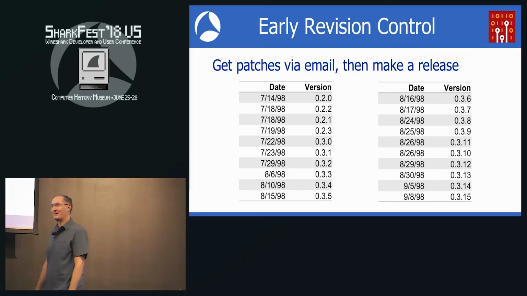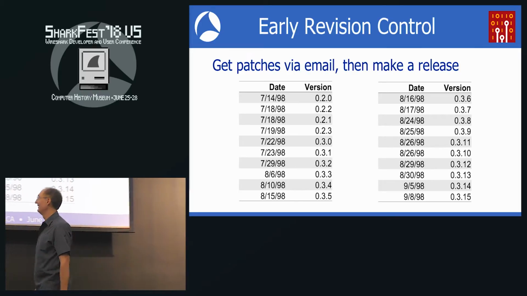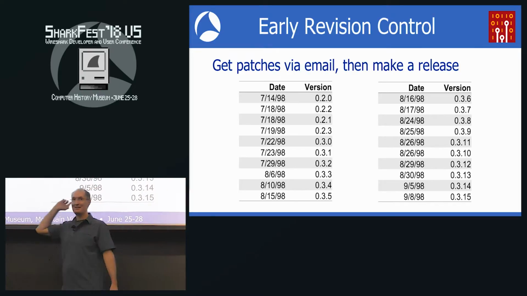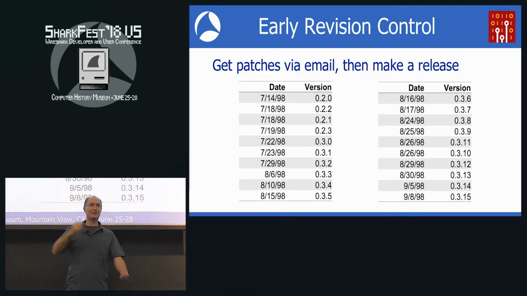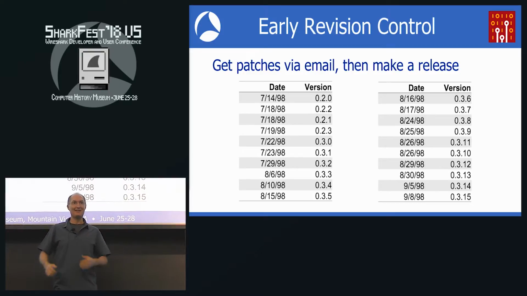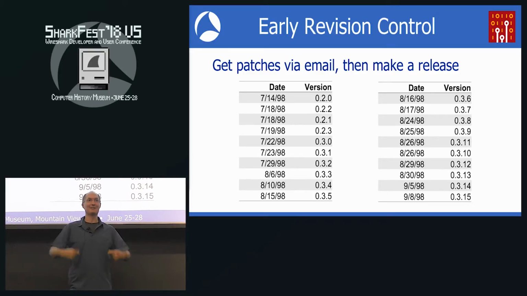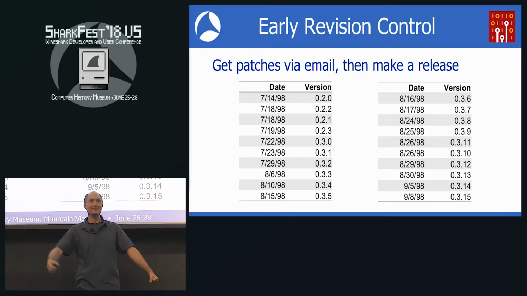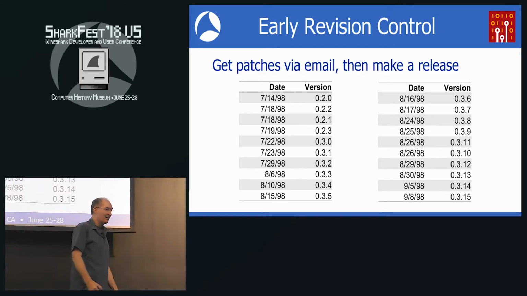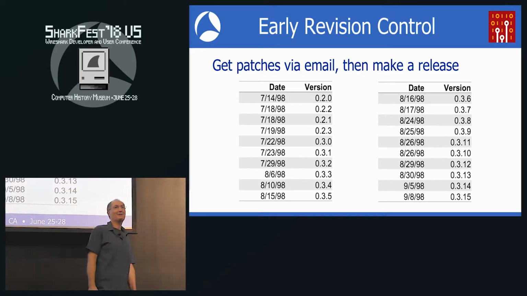Early on, working with others and working code meant this. In the first year of the project, I made 30 releases. In the first 2 months of the project, I made 20 of those releases. And that's because I was the revision control system. People sent me patches, I applied the patches to the code, I made a release, then they downloaded that code. And that's how everybody stayed synced up. That's a horrific way to run a software project.